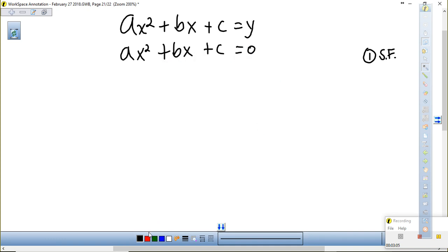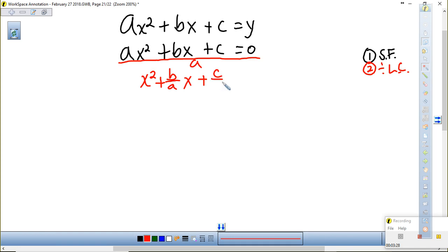All right. Step 2, divide by what? Leading coefficient, which is now what? A. So I'm going to divide everything by a. A divided by a is 1, so I'm left with x squared plus b divided by a is b over a x plus c divided by a is c over a. 0 divided by a is 0. So far, so good? Okay.